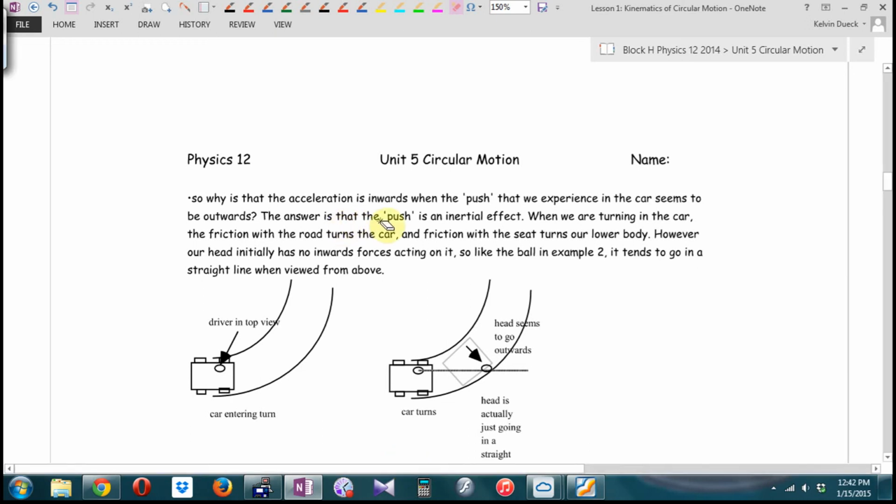So I wrote here, the push is an inertial effect. When we are turning the car, the friction with the road turns the car, and the friction with our seat turns our lower body, but our head initially has no inwards forces acting on it, so it wants to keep going in a straight line. So your body has to apply a force on the head, and your body thinks the reason you're applying a force on a head is, oh, I'm getting pushed outwards.